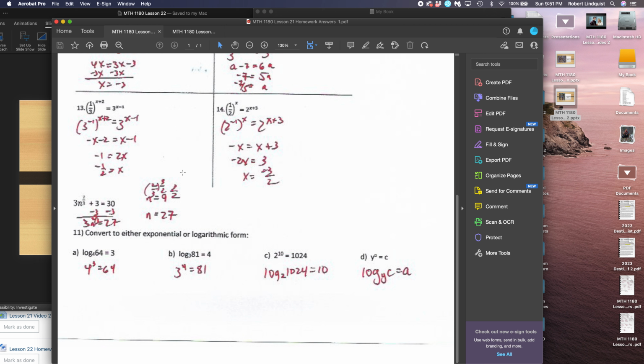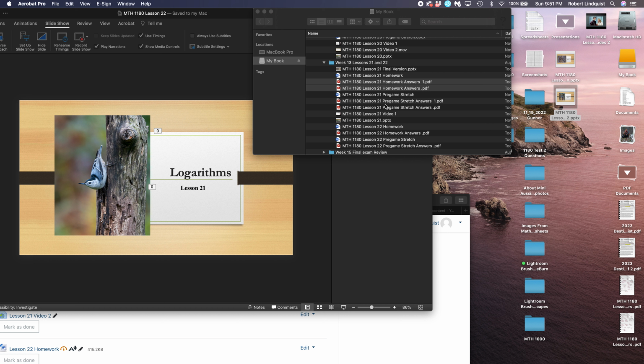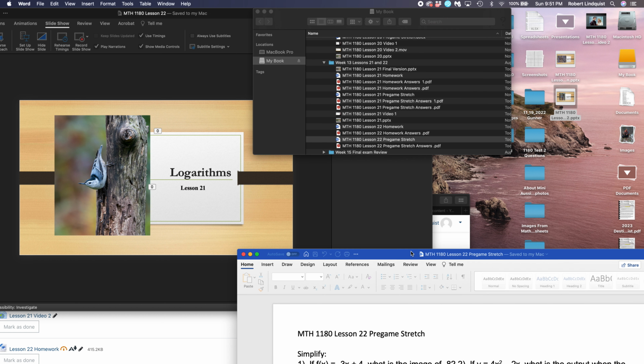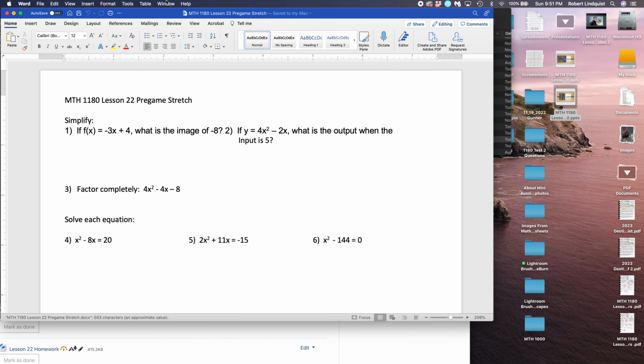And as always, if you have any issues or any problems with this, then you can contact me, a classmate, office hours, send me an email, whatever we can do to work it out. Next up, the pregame stretch. Lesson 22, pregame stretch. Here we go.